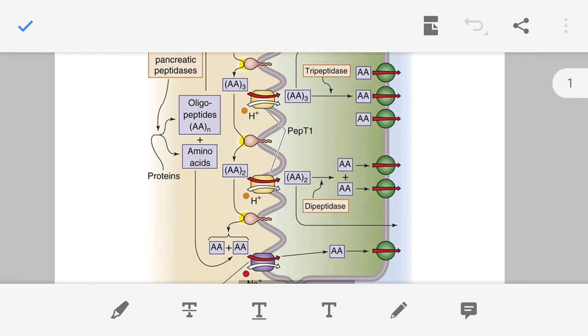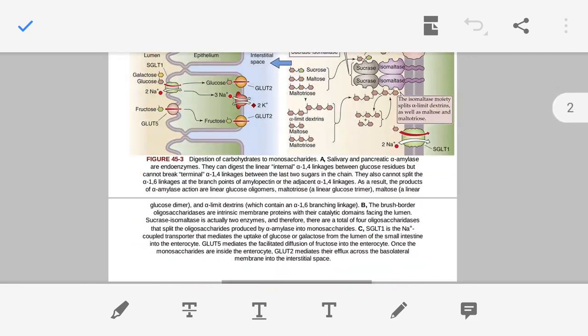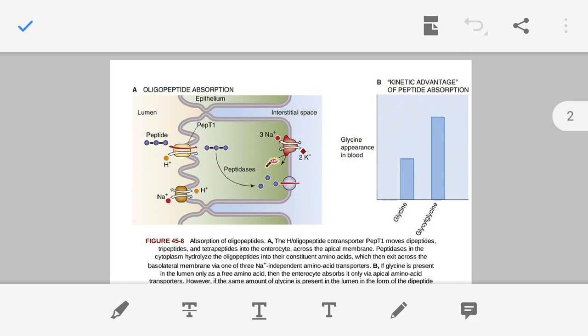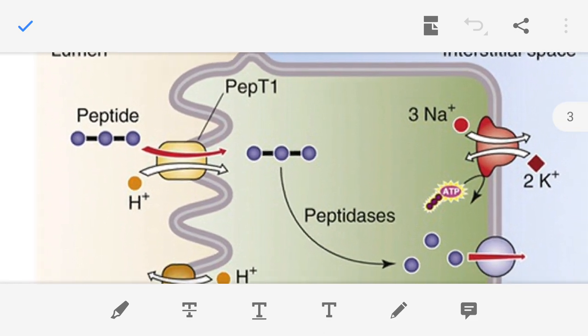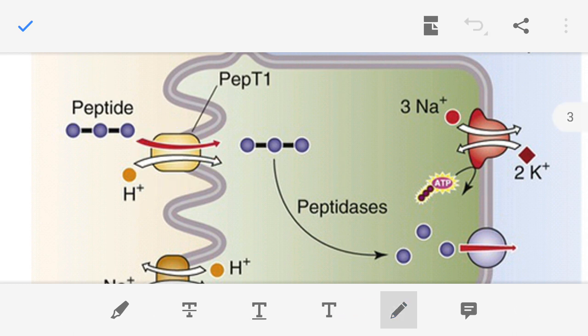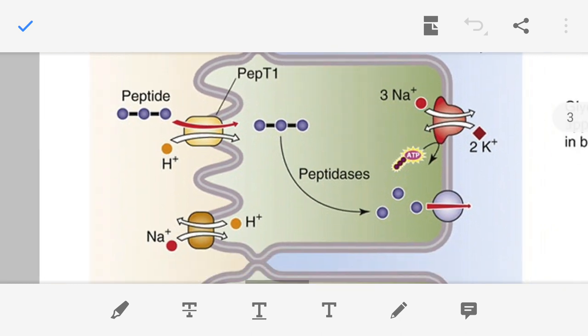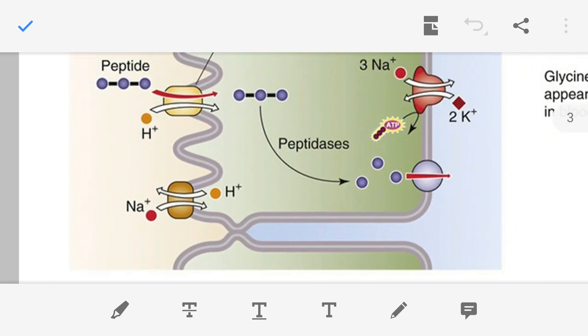So here you see in the figure, I am showing you in this figure, this is the transporter, and this transporter or carrier protein is bringing peptide, that means dipeptide or tripeptide. So this carrier protein is bringing this dipeptide or tripeptide into the cell. But the question is how? What is the mechanism?